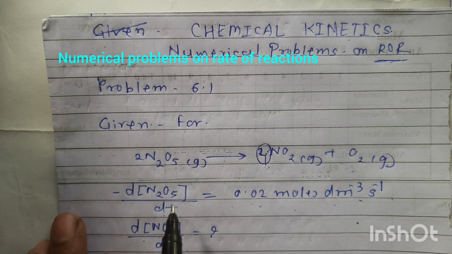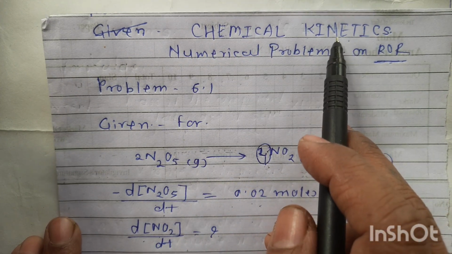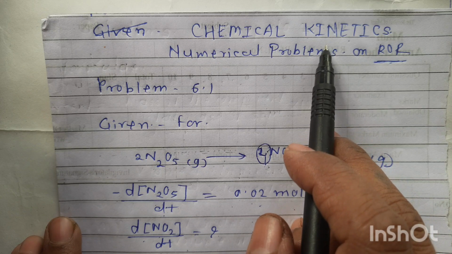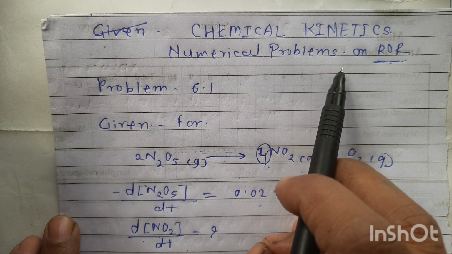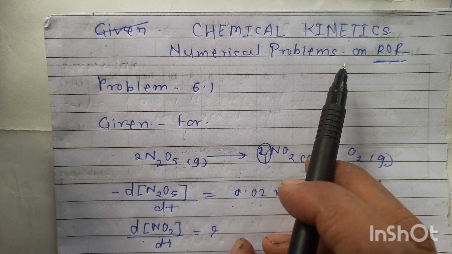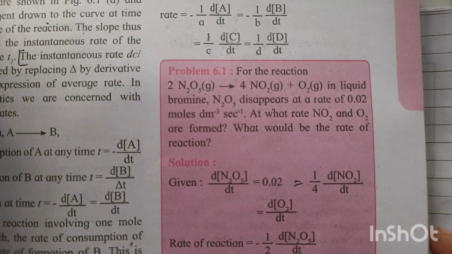So today we are going to solve the numerical problems on rate of reaction from chemical kinetics. So directly हम chemical kinetics chapter में से rate of reaction के ऊपर problem solve करने जा रहे हैं. So let us see what is the problem there on page number 121 of your textbook.